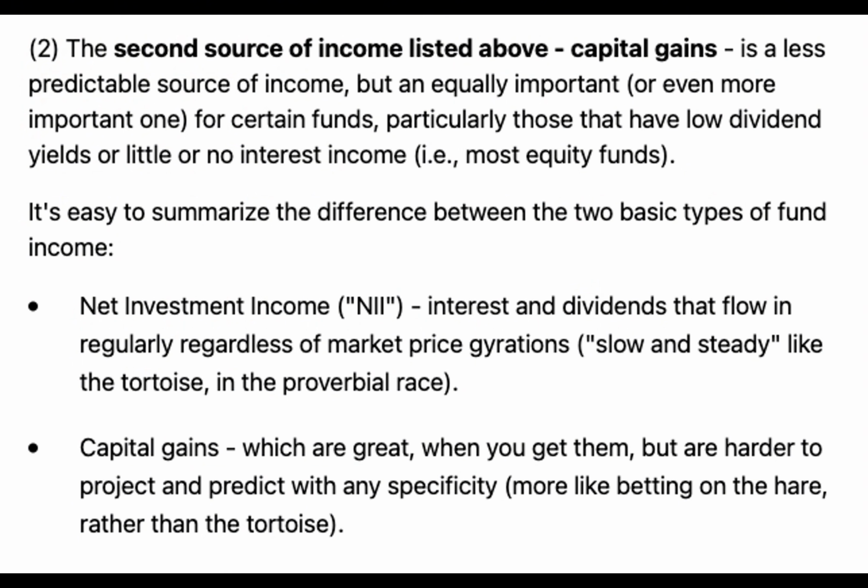It's easy to summarize the difference between the two basic types of fund income: net investment income, NII, interest and dividends that flow in regularly, regardless of market price gyrations, slow and steady like the tortoise in the proverbial race. Capital gains, which are great when you get them, but are harder to project and predict with any specificity, more like betting on the hare rather than the tortoise.